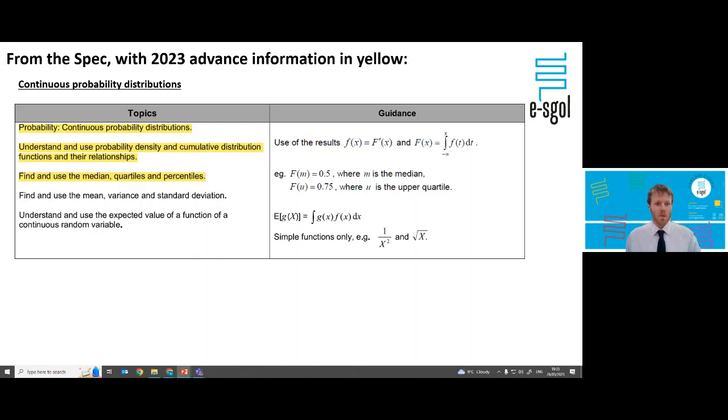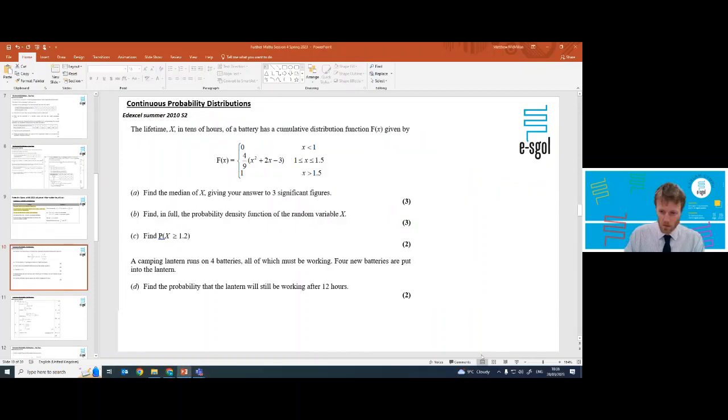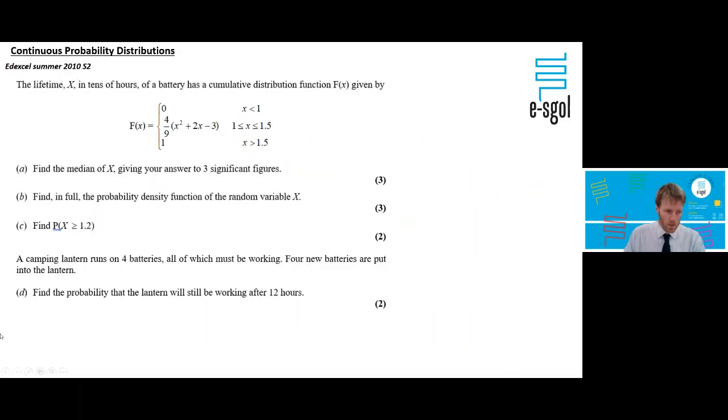Continuous probability distribution. So in yellow, I've highlighted what they are suggesting we might need to know for this year's exam. It looks like they want us to be able to find the median and the quartiles and percentiles, not the mean, the variance, and the standard deviation, which I find that could be more tricky actually. Let's just come out of this and see, there we go, that's better.